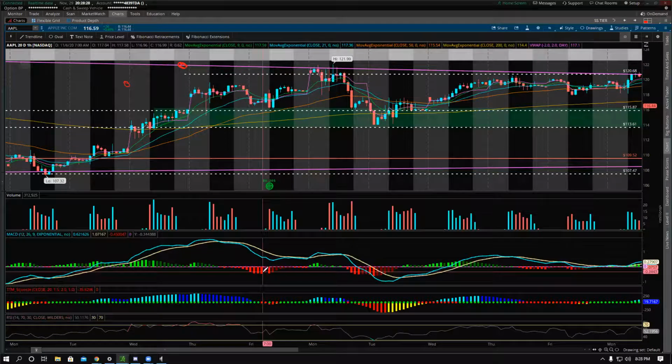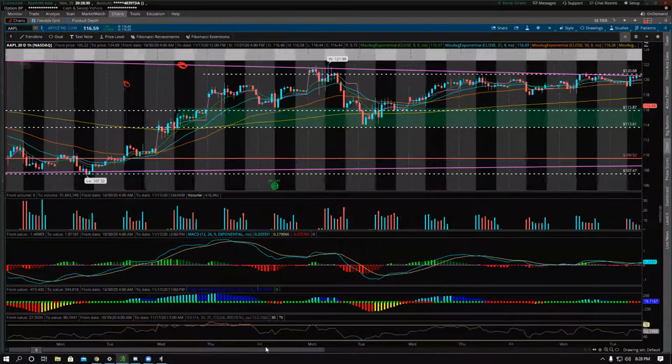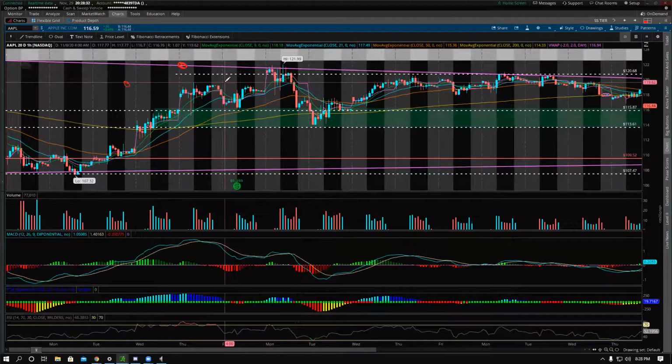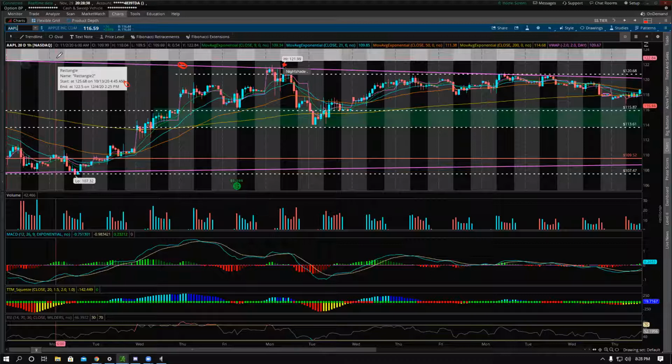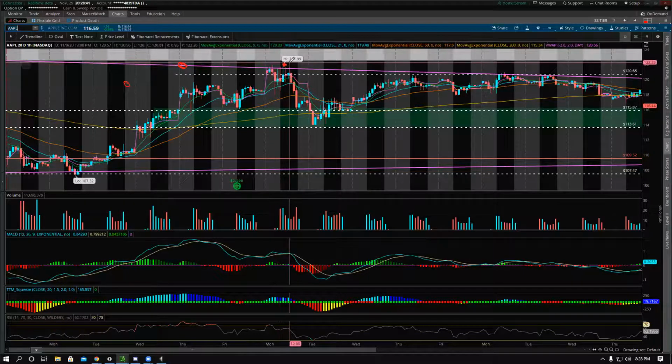Let me see. Yeah, I don't see anything that's obvious. Check the top of this candle right here. That one right there. So it's right there, and then check right here. That candle. Okay, that's not the best example.